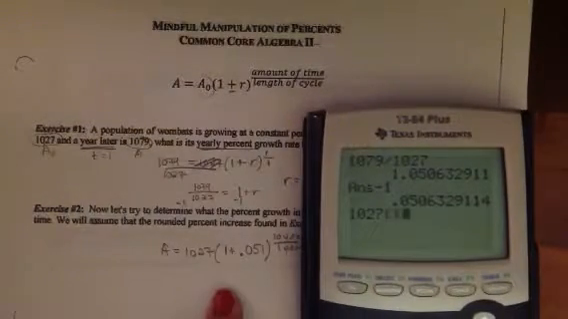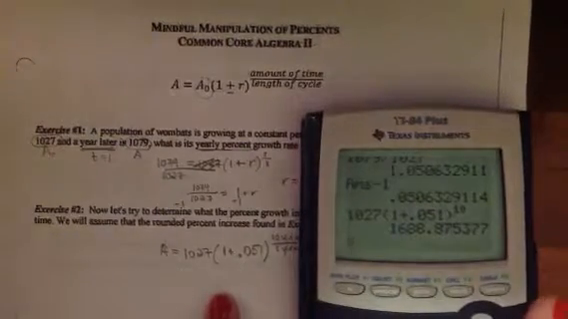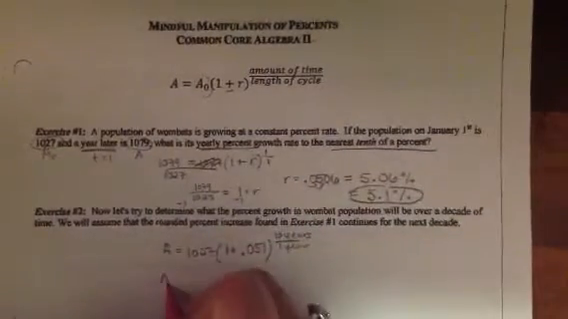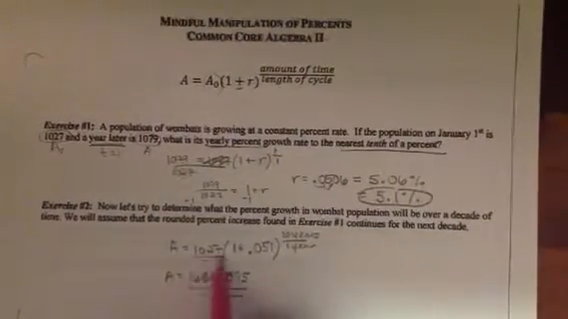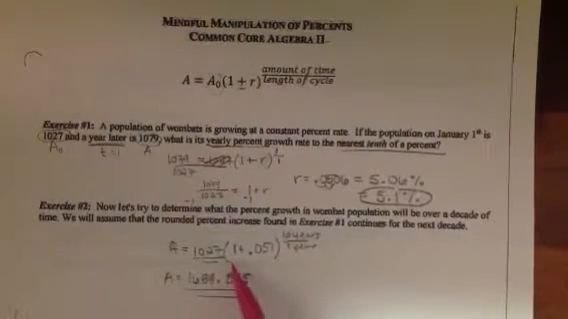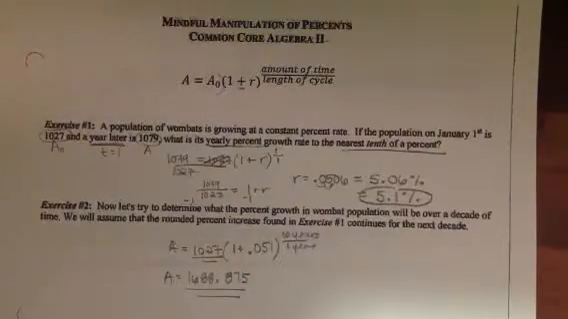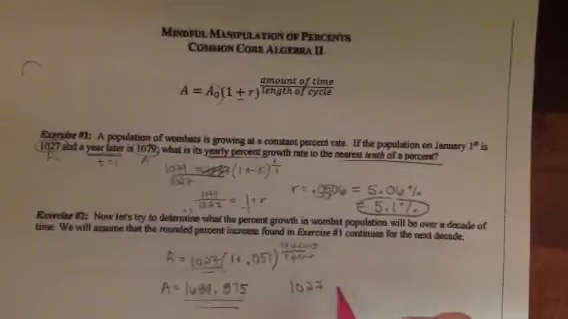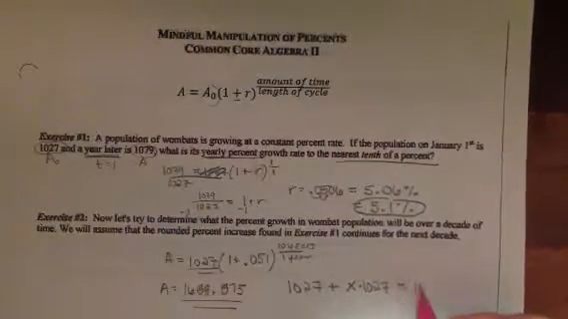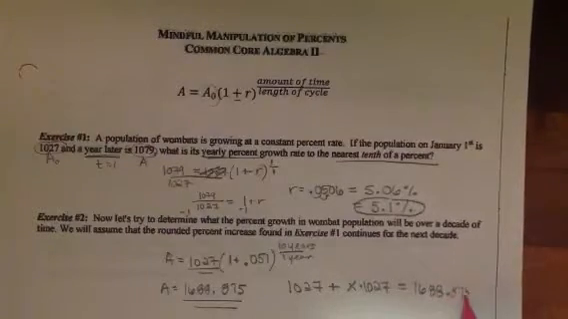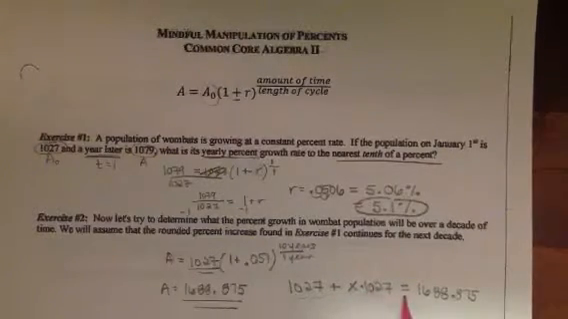1027, 1 plus 0.051 to the 10th power. And I get 1688.875. So A equals 1688.875. So that's the final population. That's the start. So this is now going to go back to Algebra 1, maybe even pre-algebra. What was the percent growth here? From 1027 to 1688, what percentage did it increase by? So 1027 increased by some percentage of 1027, and it became 1688.875. So there's the original starting amount, and it increased by some percentage of itself, and it became 1688.